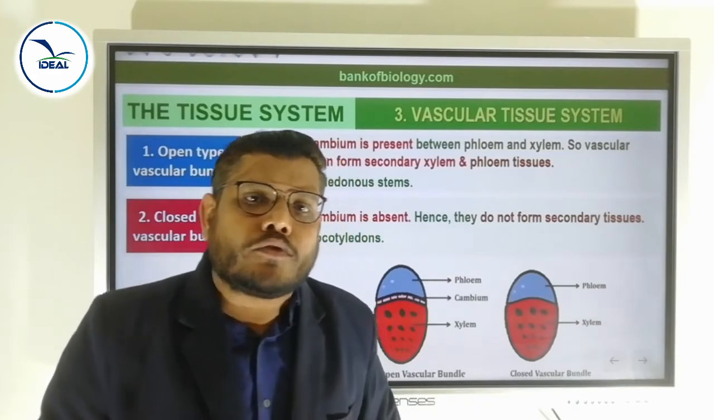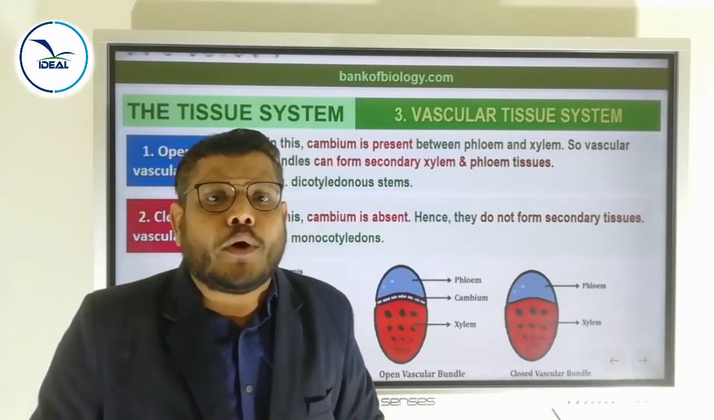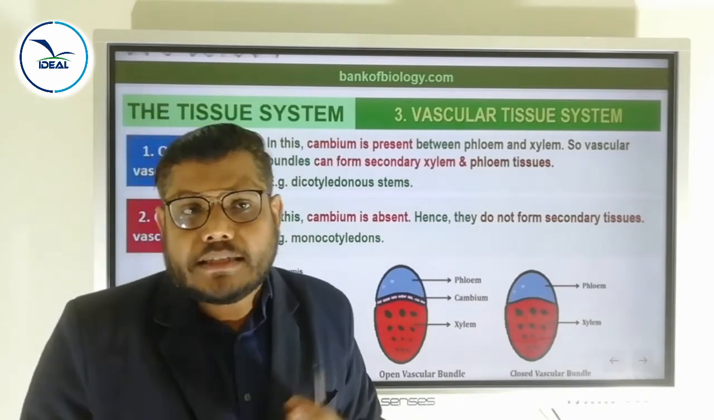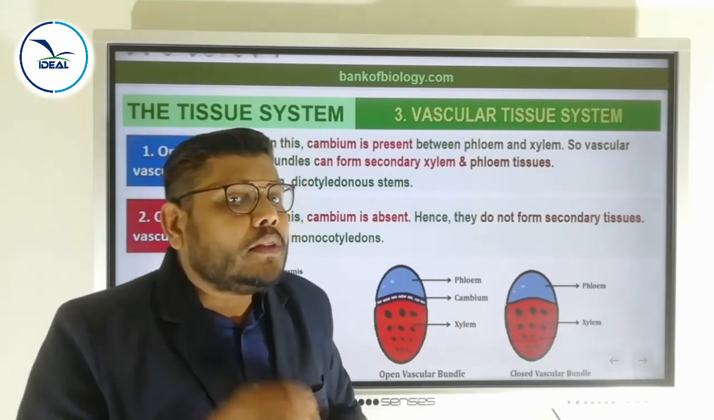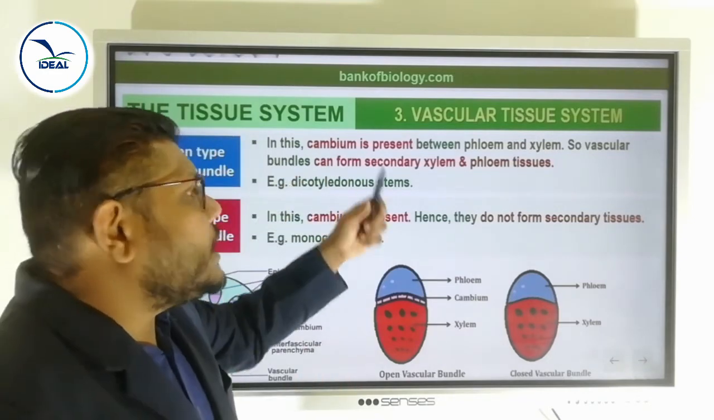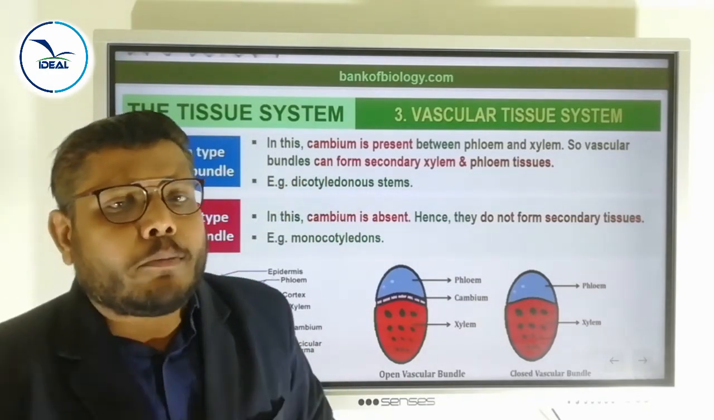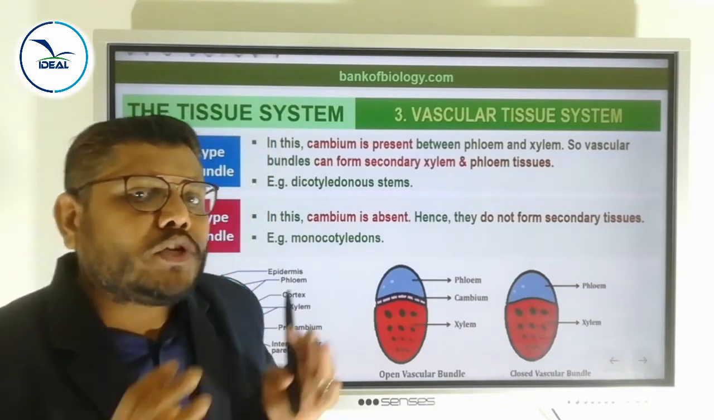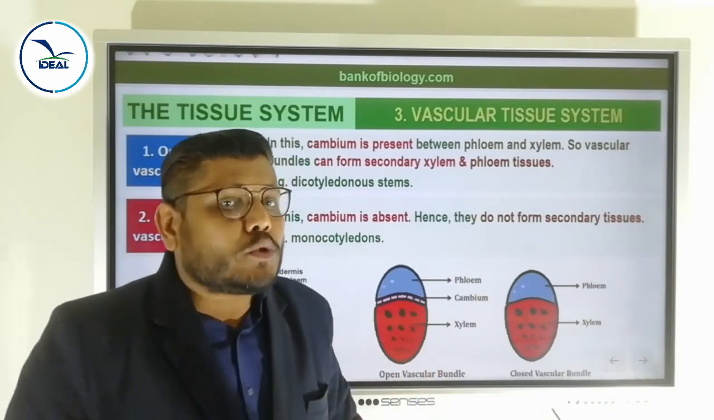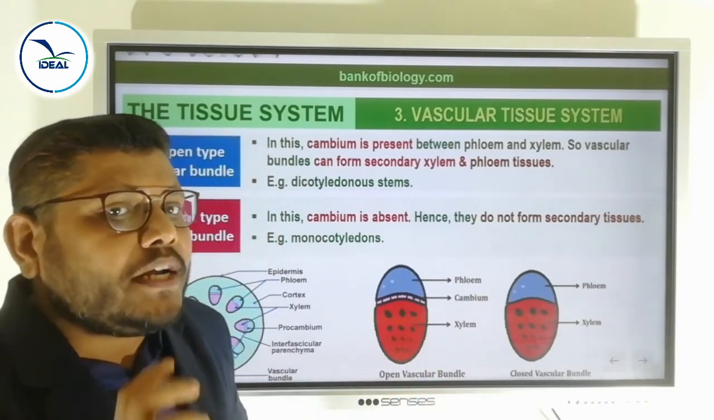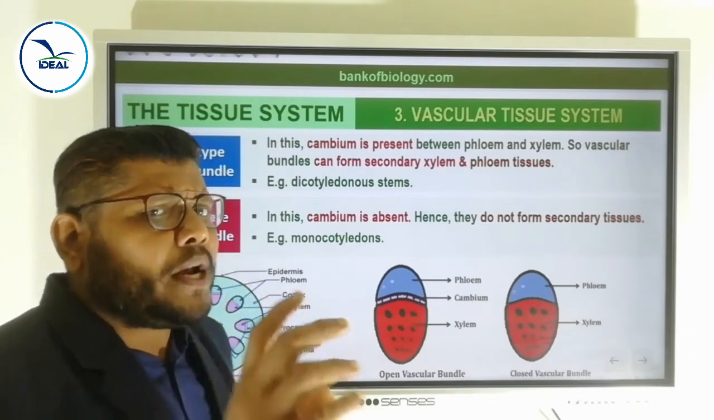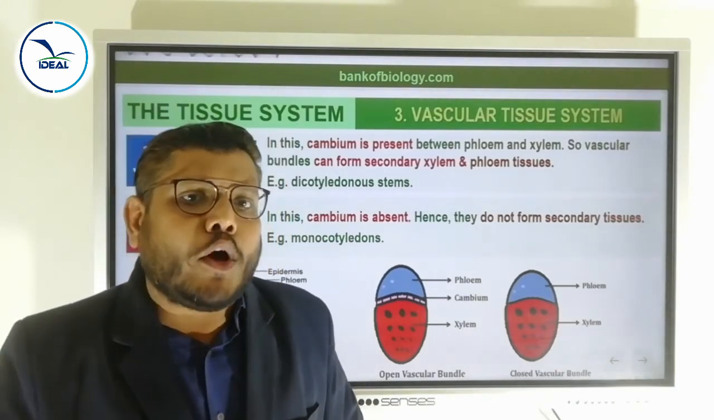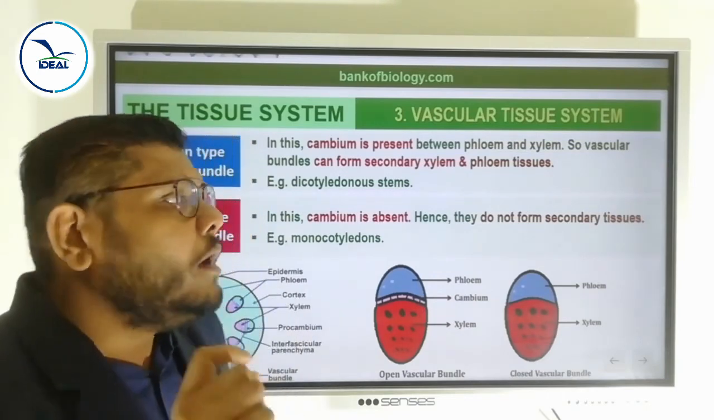In this type of vascular bundle, there is a cambium between the xylem and phloem. That is called an open vascular bundle. This type of vascular bundle we can see in the dicot stem. All dicot stems show open type vascular bundles. Is it clear? What is an open type vascular bundle? There is a cambium between the xylem and phloem in a bundle, that is called an open vascular bundle.